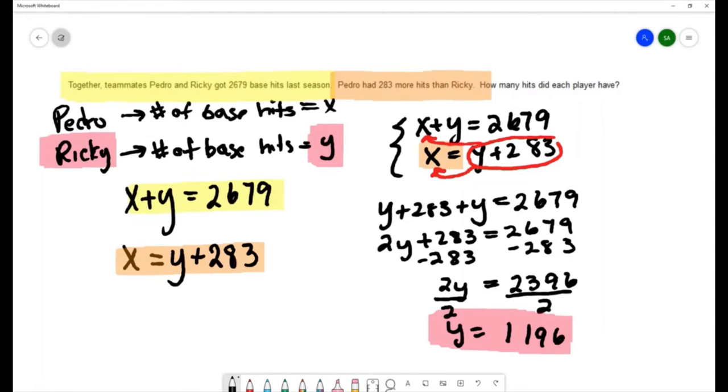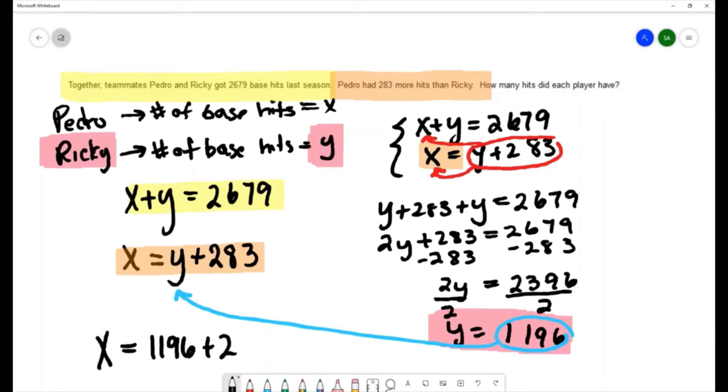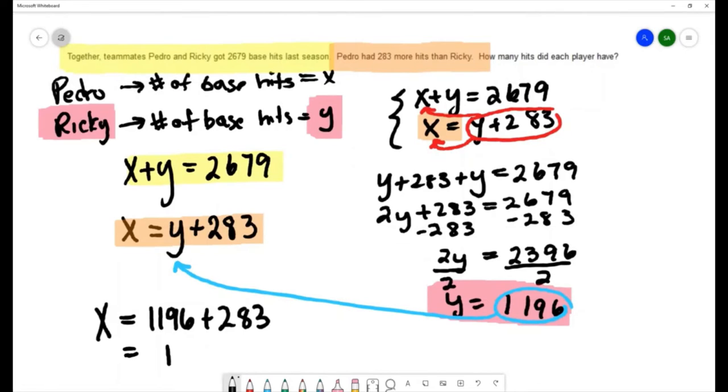And then I can substitute this value of y into this equation here to get the number of hits Pedro has. That's 1,196 plus 283. And we now know that Pedro had 1,481 base hits last season. So we have Pedro with 1,481 base hits.